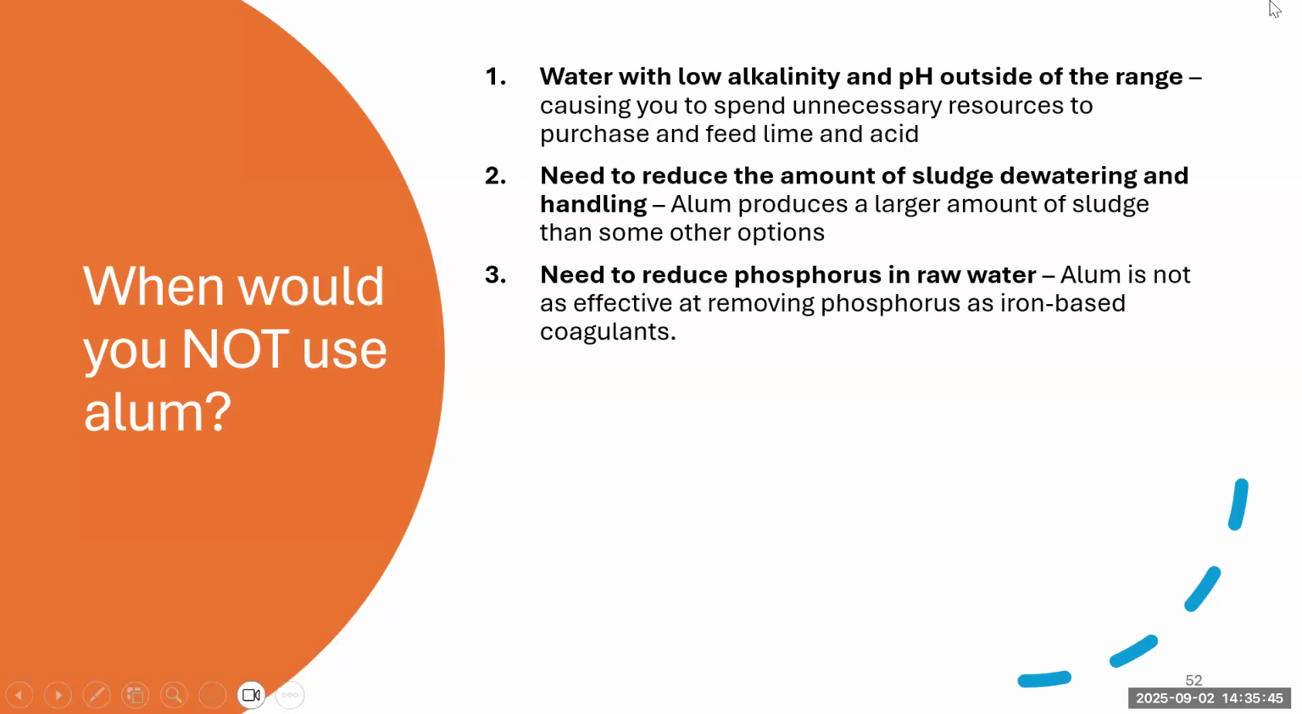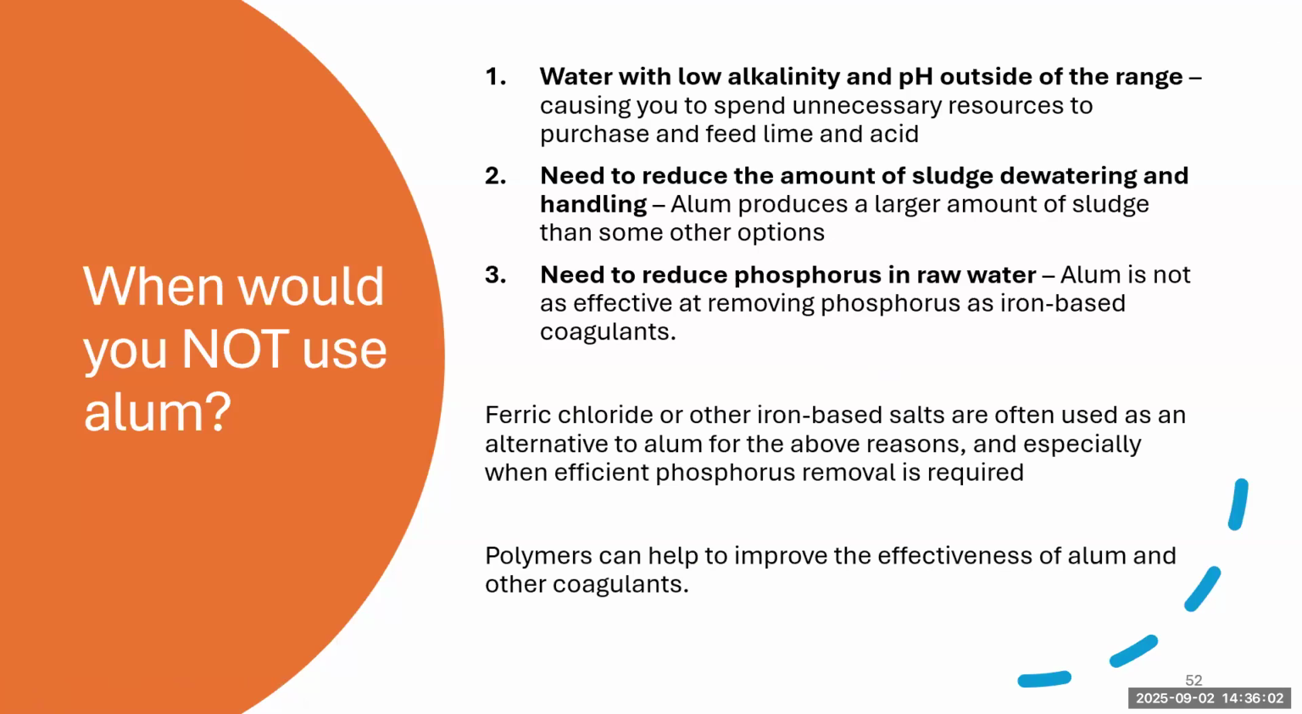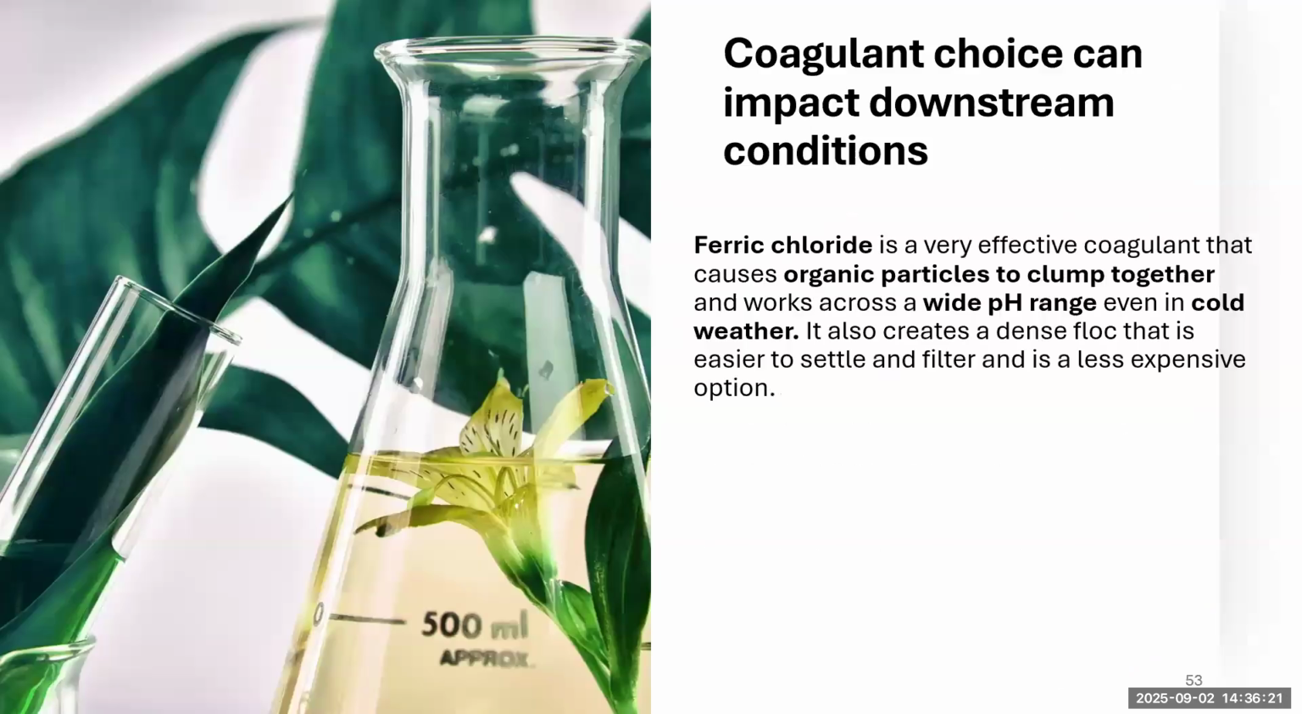Phosphorus removal is not that effective with alum. And so when systems have to remove phosphorus, they'll generally use an iron-based coagulant. Ferric chloride, for example, is more effective than alum at removing phosphorus. And also remember that for any of these situations, polymers can help to improve the effectiveness. So instead of moving to a totally different coagulant or increasing the dose of a coagulant, you may be able to improve the performance just by adding a polymer.